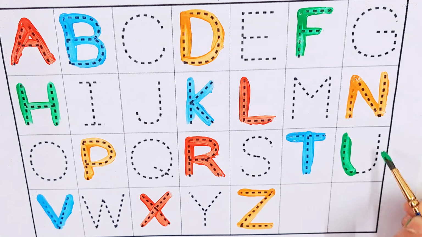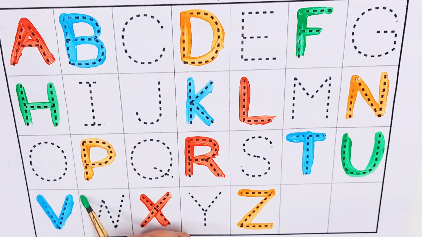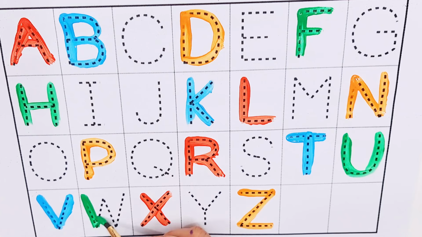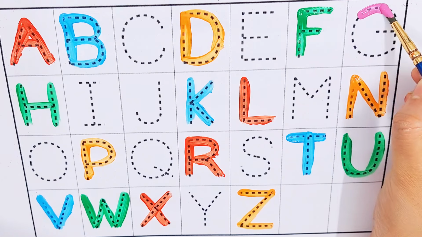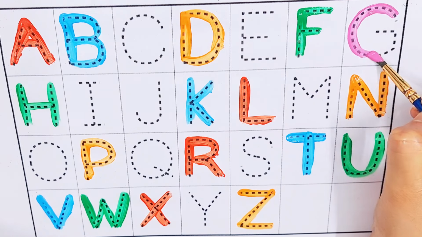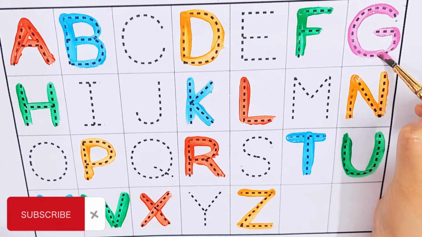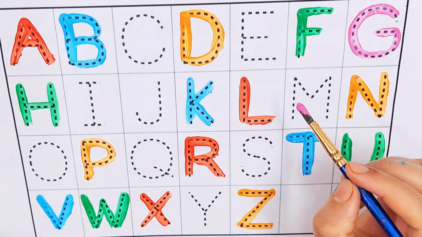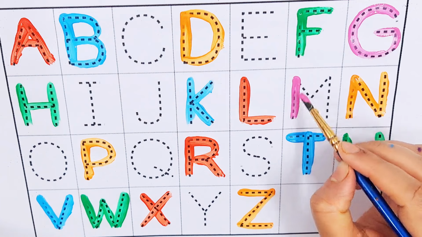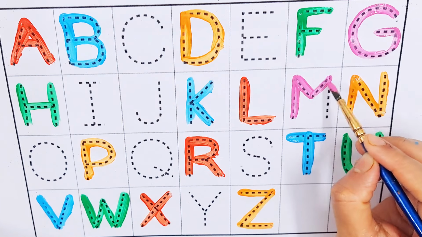U, U for universe. W, W for window. G, G for grapes. M, M for moon.